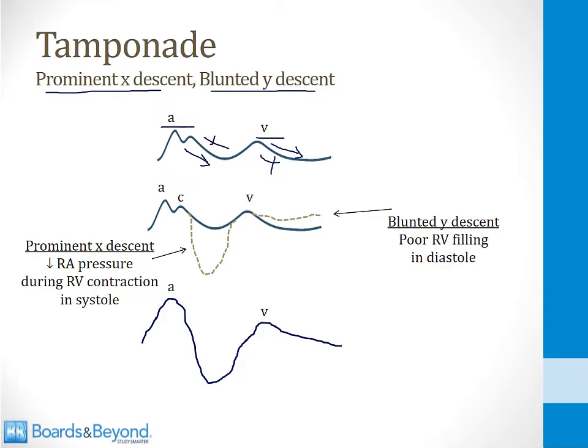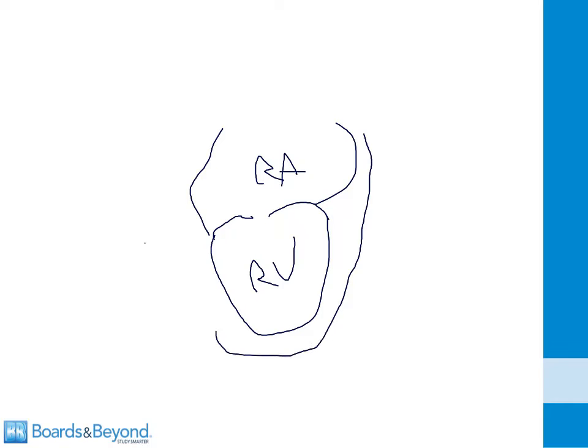In tamponade, there is a prominent X descent, and this is caused by a change in the fluid surrounding the heart. To understand this, let's draw a right ventricular cavity, and we have the tricuspid valve here, and above the right ventricle, we have the right atrium. In tamponade, there is a fluid collection surrounding both chambers. When the right ventricle contracts, these walls move inward. This allows some of the fluid surrounding the right atrium to move down in the pericardial cavity. This makes it very easy for the right atrium to relax, and thus there is very vigorous relaxation of the right atrium.